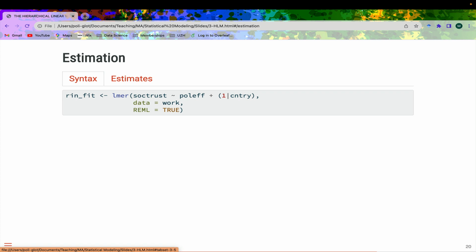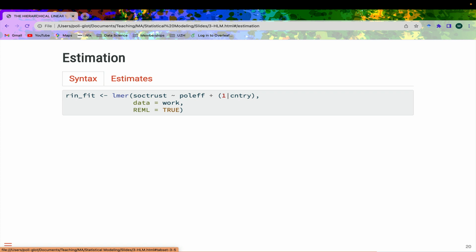So if you compare the syntax from lme4 to the syntax from the random effects ANOVA, you'll notice that the only thing that has changed is that right after the tilde behind social trust, I've replaced the 1 with polF, political efficacy. But the rest of the model equation looks exactly the same as it did before. Because the only thing that we have changed here relative to the random effects ANOVA is that we have added political efficacy as a predictor of social trust.